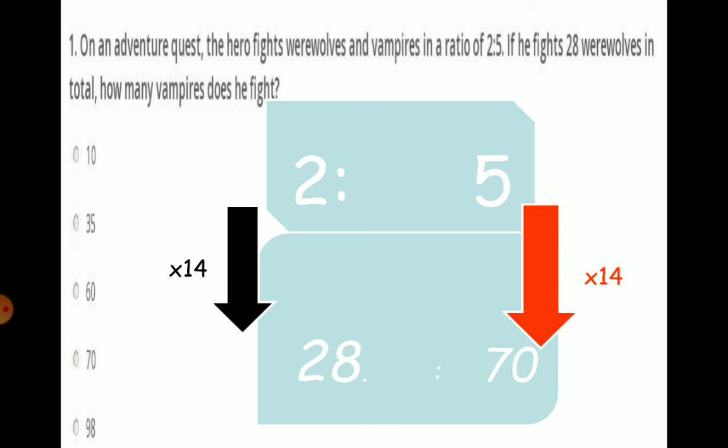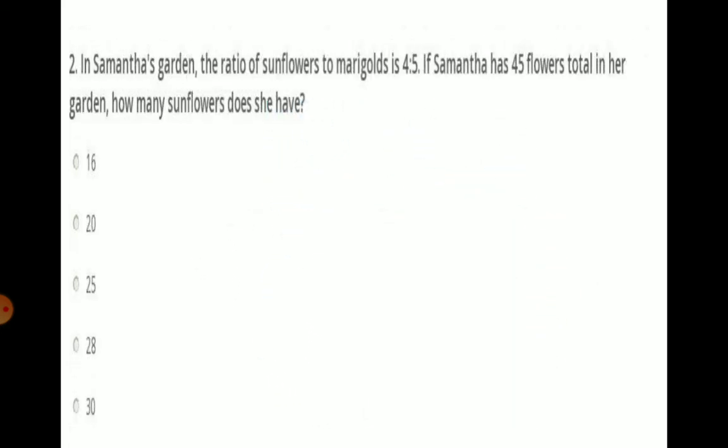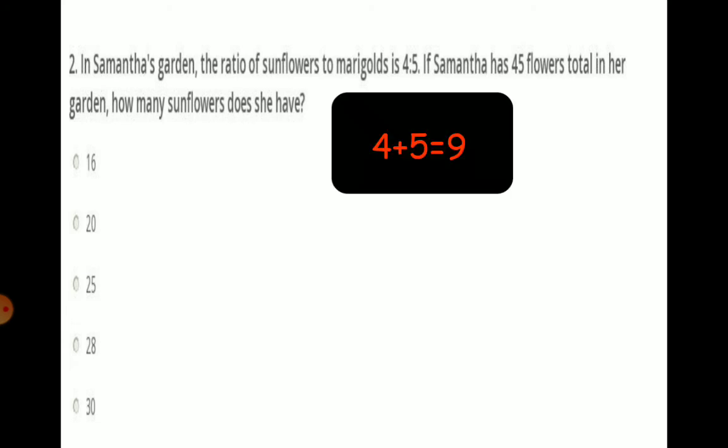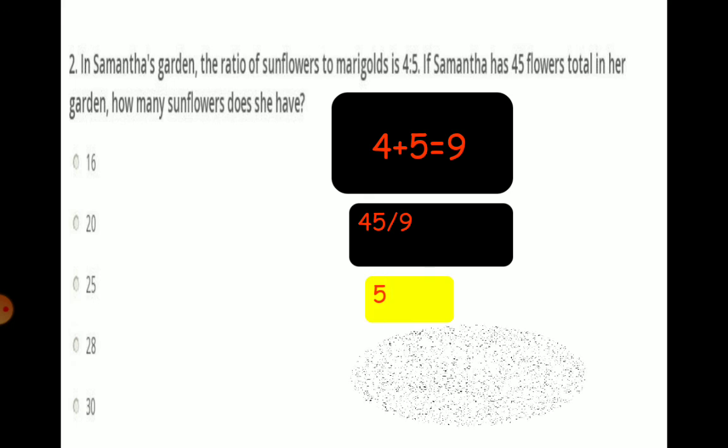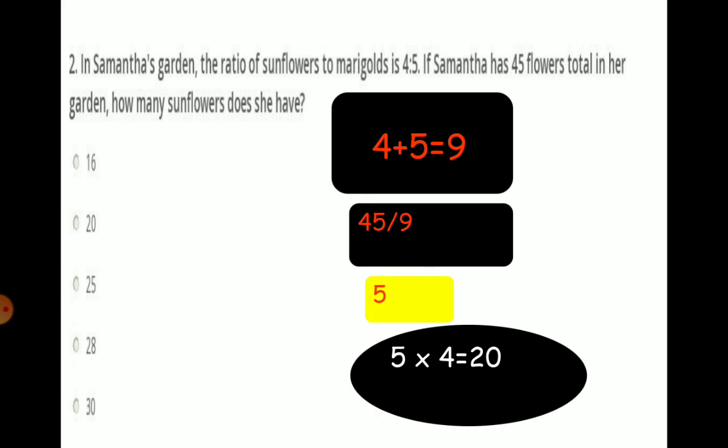Next, in Samantha's garden, the ratio of sunflowers to marigolds is 4:5. If Samantha has 45 flowers in total, how many sunflowers does she have? For this question, we first add the ratio: 4 plus 5 equals 9. Then total divided by 9: 45 divided by 9 is 5. Now 5 times 4, because she's asking for sunflowers and the ratio for sunflowers is 4. If it asks for marigolds, then 5 times 5. And the answer is 20.